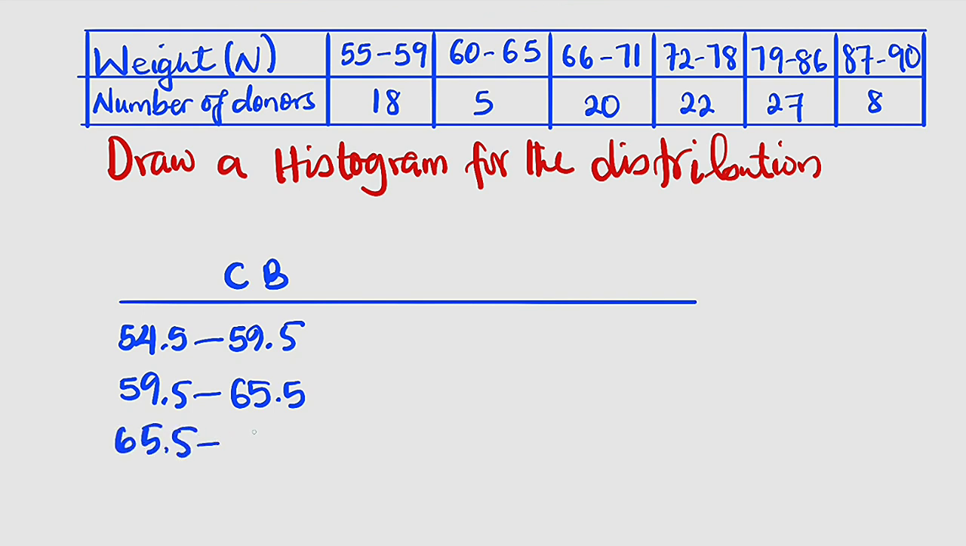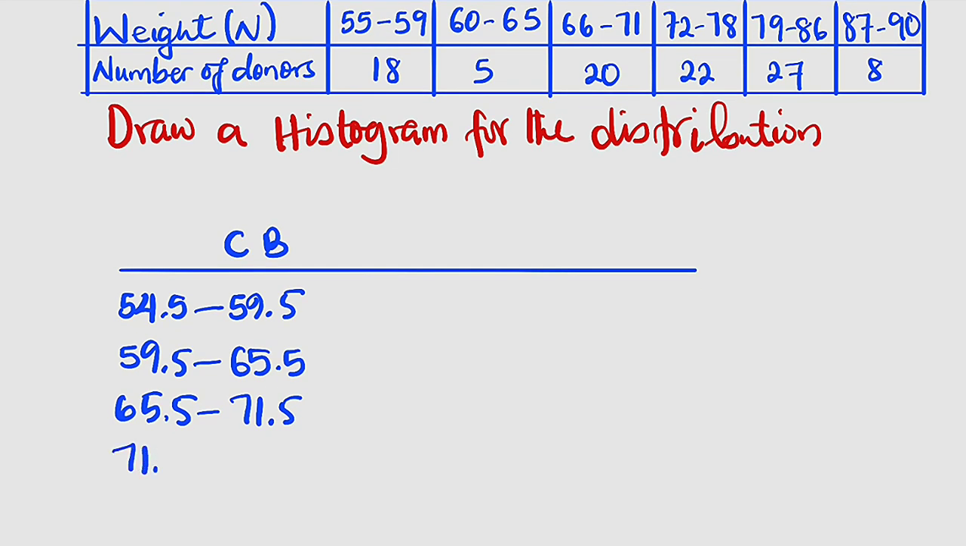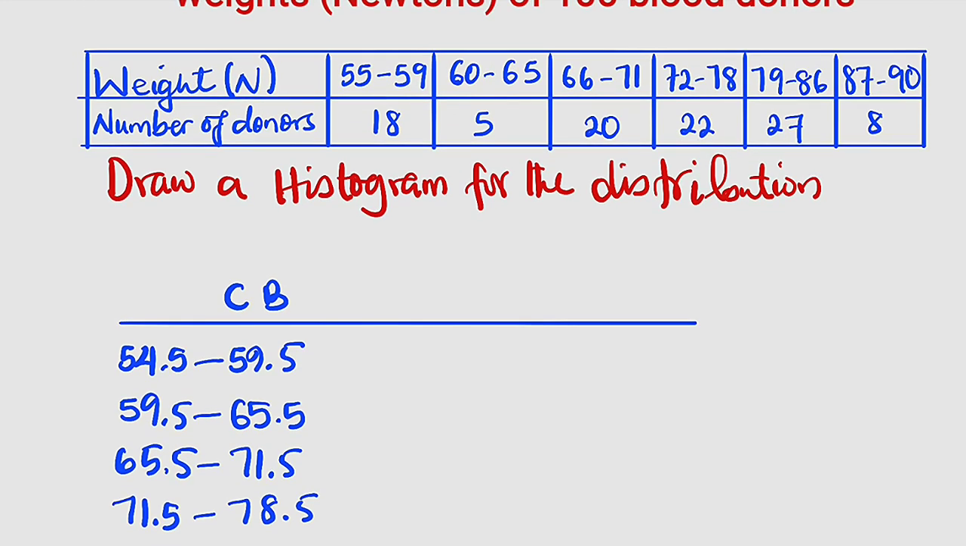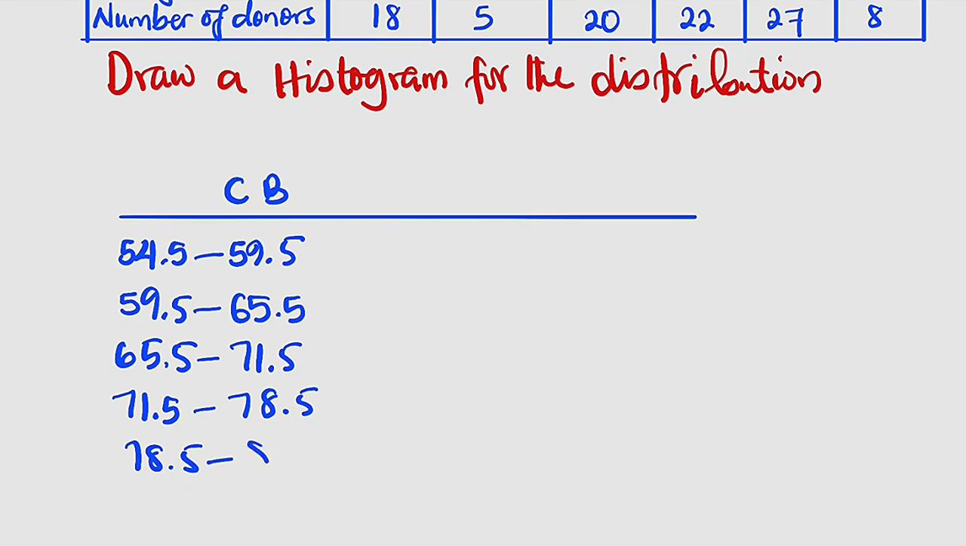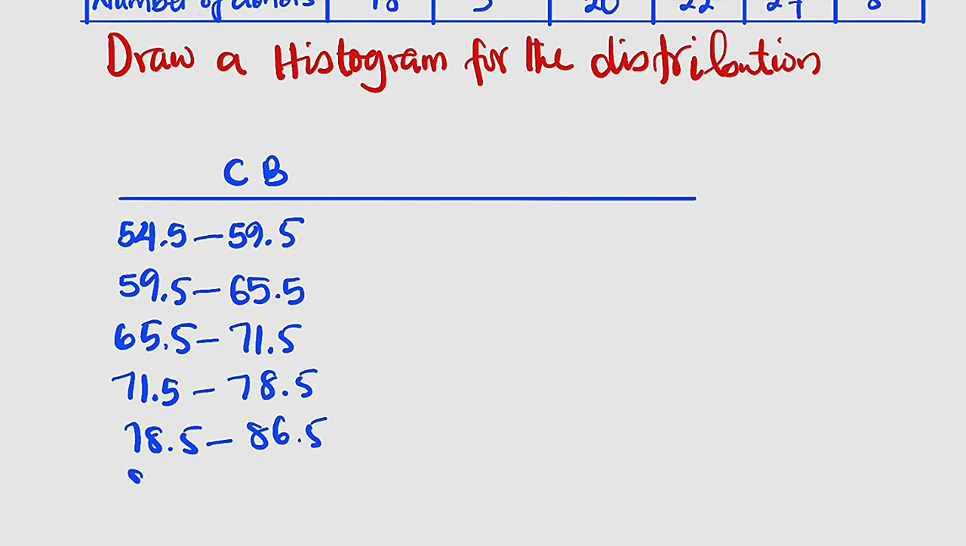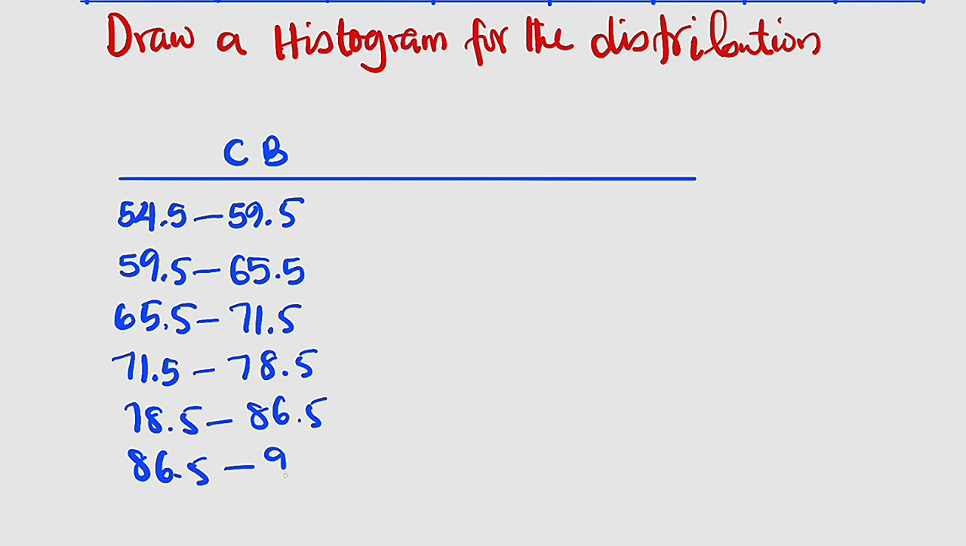65.5 to 71.5. We have 71.5 down to 78.5. Then we have 78.5 down to 86.5. Then 86.5 down to 90.5. All right, we are done with class boundaries.